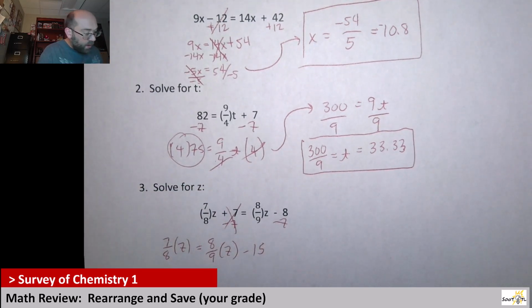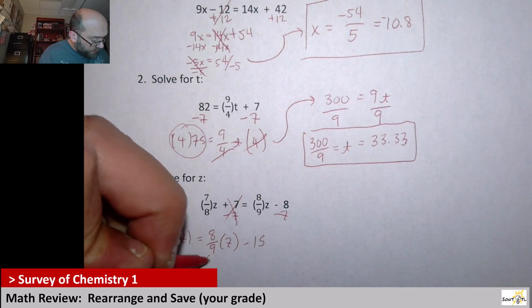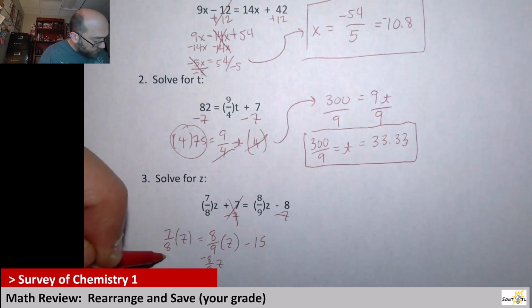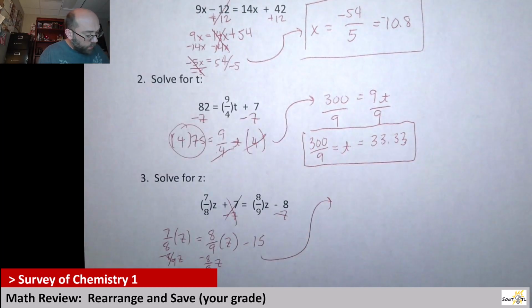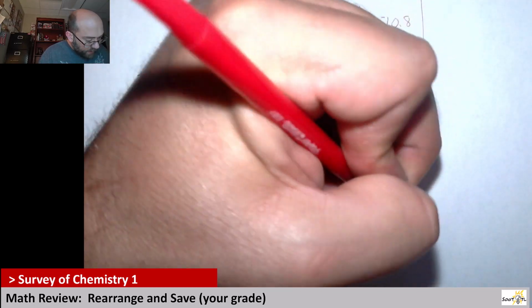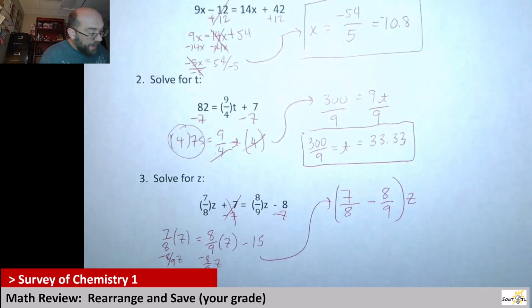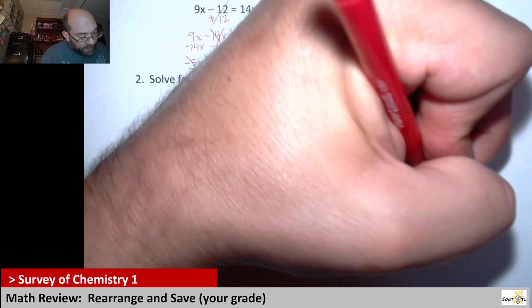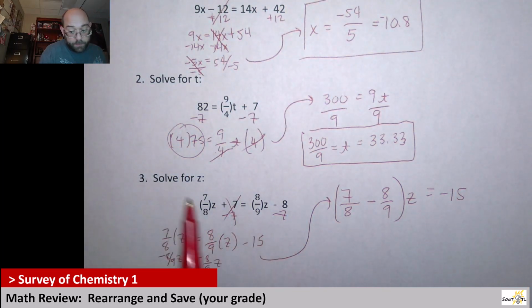Now I can think of these as 2 fractions in front of the z. So what I can do is subtract 8/9 z from both sides. To clear that up, I'd really be looking at 7/8 minus 8/9. I'm going to do that subtraction, and then that will multiply into z, and then give me negative 15. Alright, so this is going to be pretty easy here.